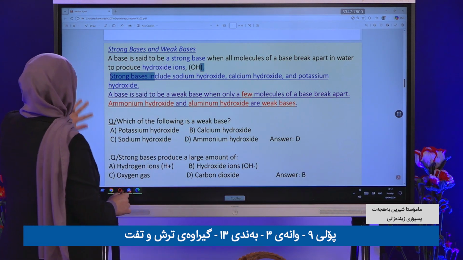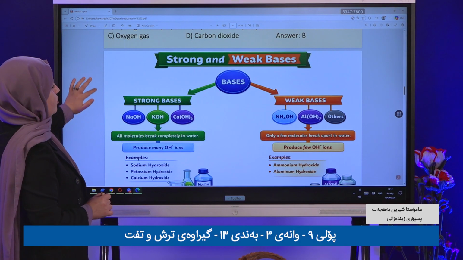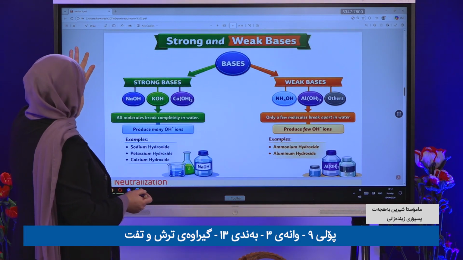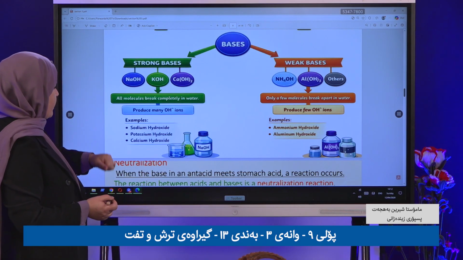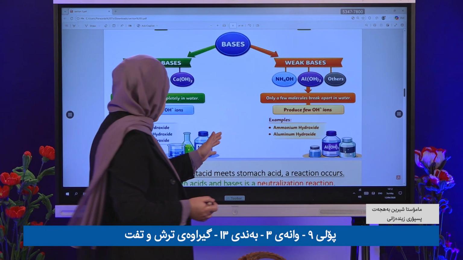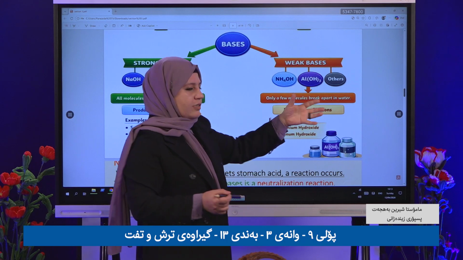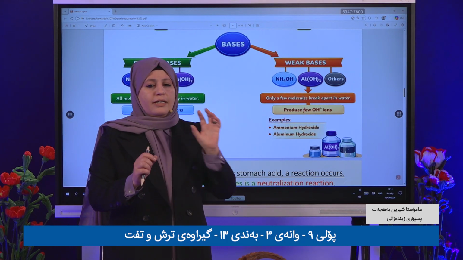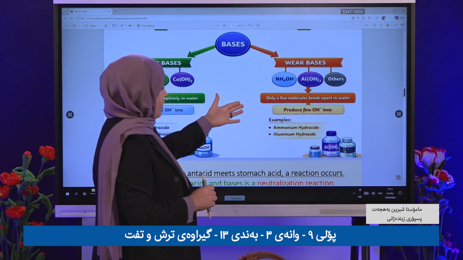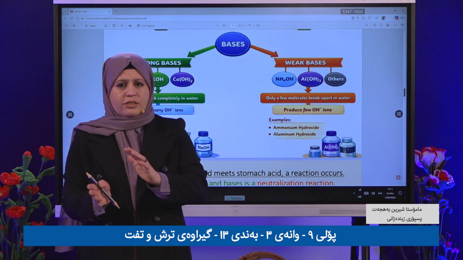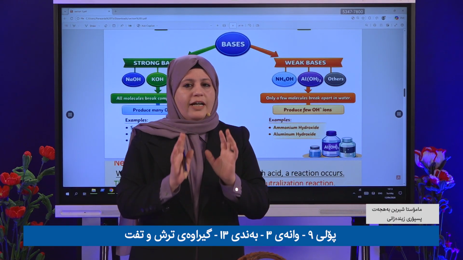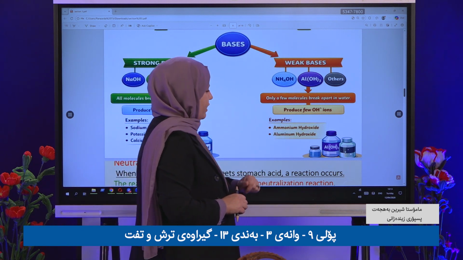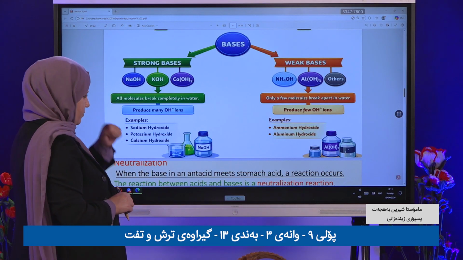Okay, so again, for strong bases, remember we have two types, strong and weak. The examples, such as what? Sodium hydroxide, potassium hydroxide, and calcium hydroxide. And weak bases, whose molecules only partly break apart in water. Clear? So they produce what? Hydroxide ion, with a negative charge. Okay, example, ammonium hydroxide and ammonia.